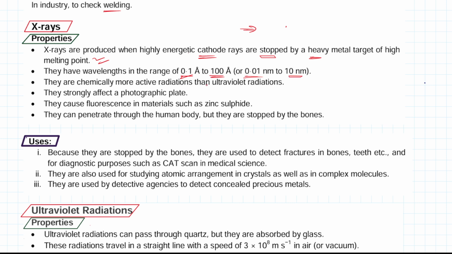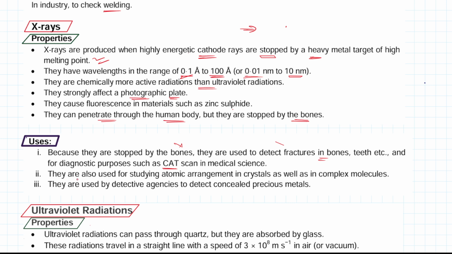They are chemically more active radiations than ultraviolet radiation. They strongly affect a photographic plate. They cause fluorescence in materials such as zinc sulfide. They penetrate the human body, but they are stopped by the bones. So to get the structure of bones or defective bones, we use X-rays to get the actual picture of the bones. Because they are stopped by the bones, they are used to detect fractures in bone, teeth, etc., and for diagnostic purposes such as CAT scan in medical science.